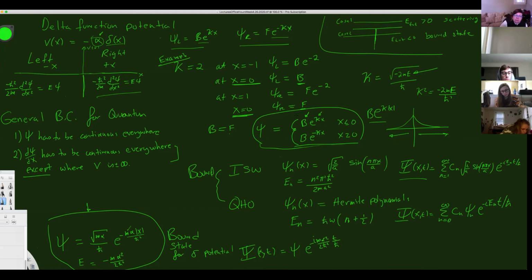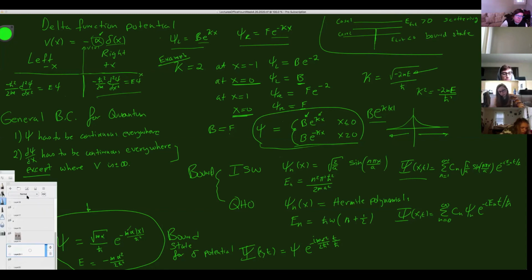Okay, so let me do some more. I'm going to actually get a new layer. No, that's not my new layer. I don't know why I put it way up there, but anyway. Okay, sorry, hold on.